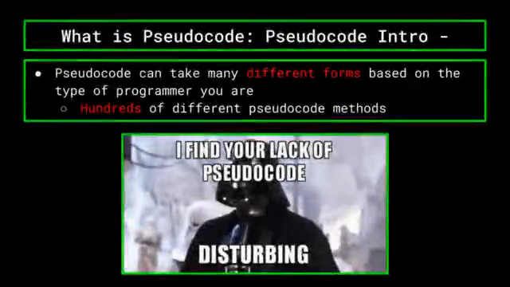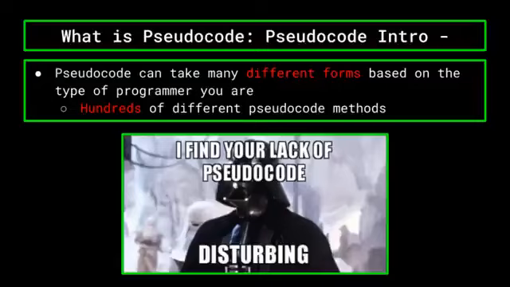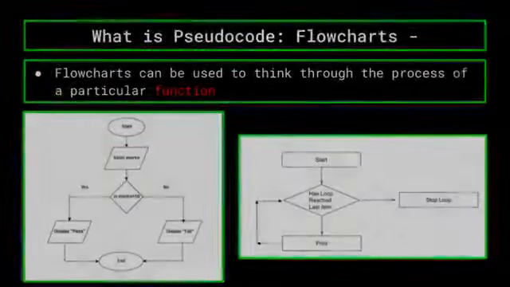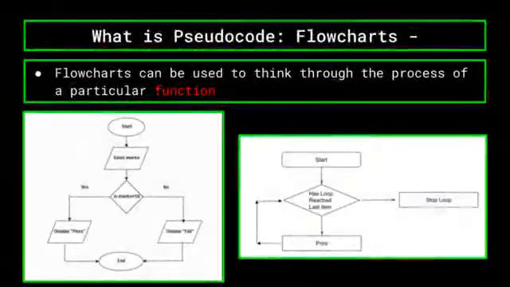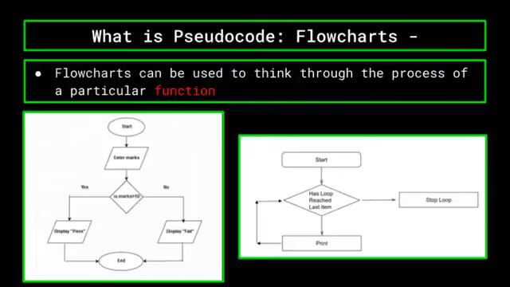You see, the best part about pseudocode is that it can take the form of many different things for many different people. Each computer scientist has their own methodology for planning out their code, and there are probably hundreds of different methods of writing pseudocode that are out there today. Today, however, I'd like to focus on 3 popular ones that I think you might find to be extremely useful. The first of these is known as flowcharts, and mainly they can be used to think through the process of a particular function. A flowchart is fundamentally a graphical representation of a function and how it might flow.